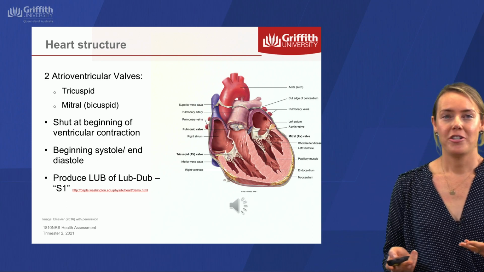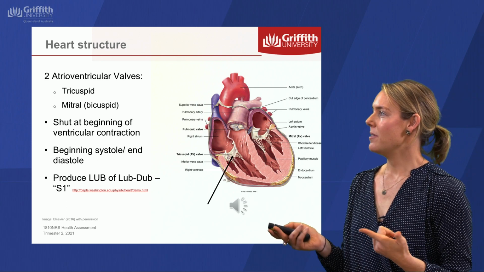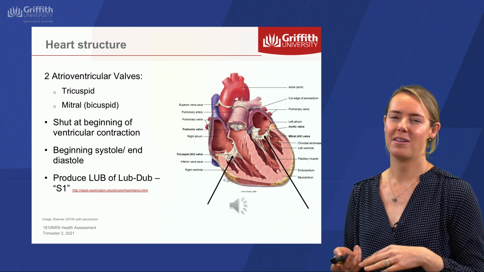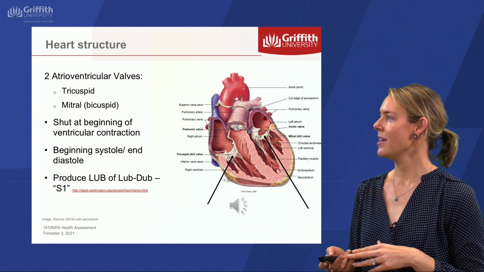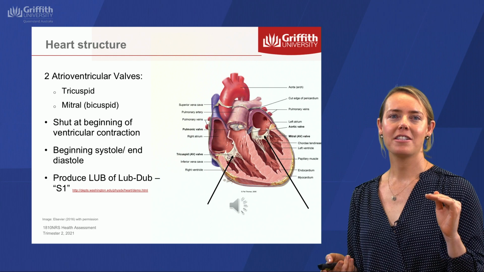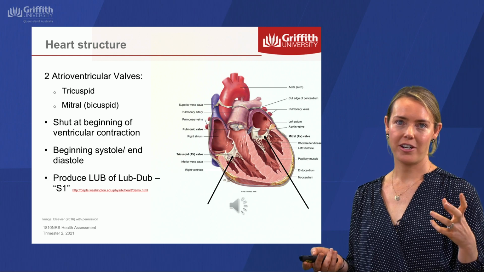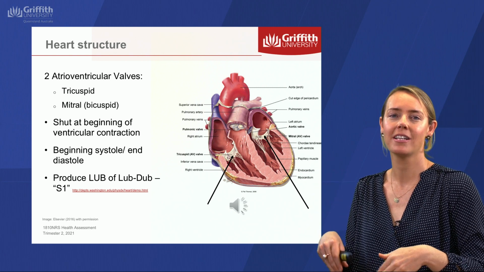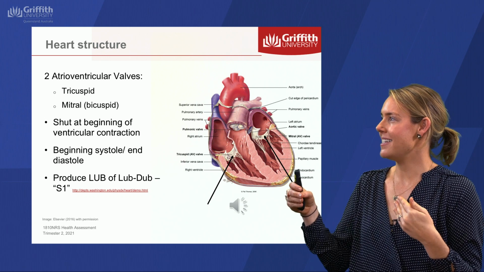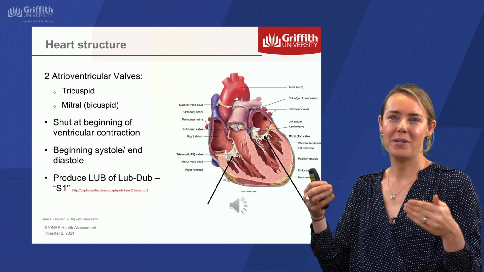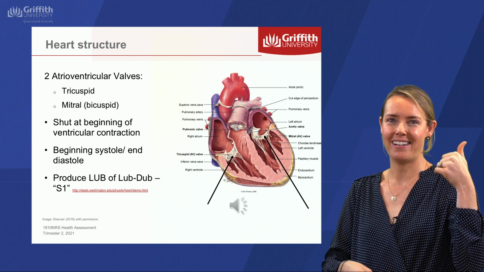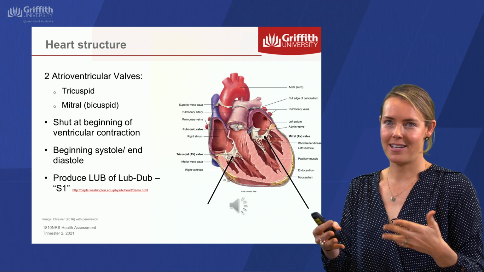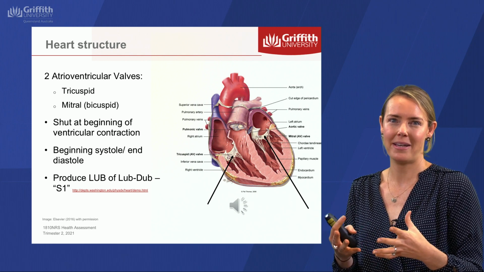So I've mentioned these atrioventricular valves, okay? We've got the tricuspid valve, and then we've also got the mitral valve, which is sometimes called the bicuspid as well, okay? They will shut at the beginning of ventricular contraction, okay? So once the atria have contracted and emptied their contents into the ventricles, they will swing shut. Because if they didn't, and the ventricles were contracting, you would get blood being pushed back into the atria and some blood going into the pulmonary artery or the aorta, okay? It wouldn't make sense and you wouldn't get an effective pump going. So hopefully that makes sense a little bit.